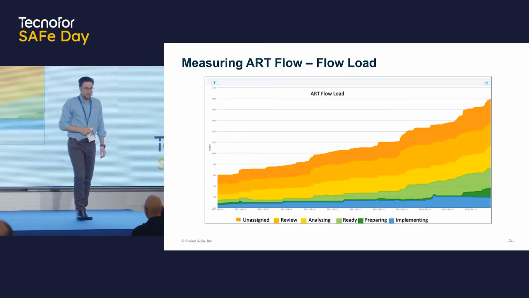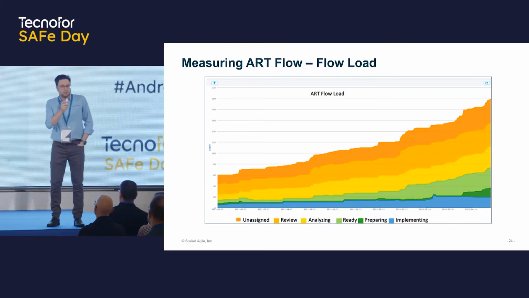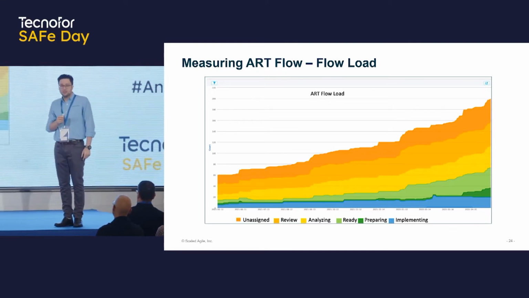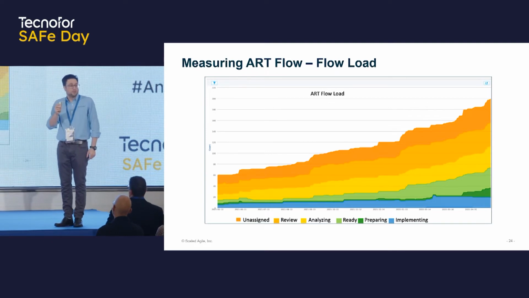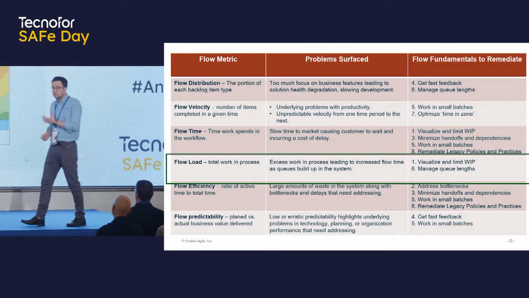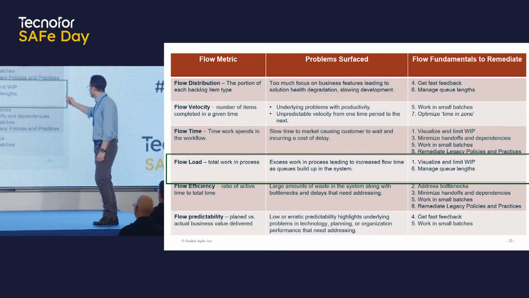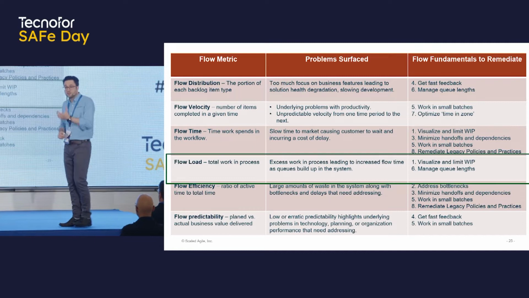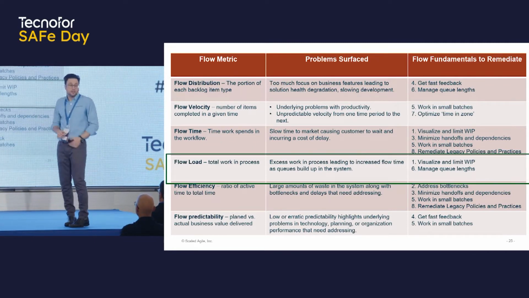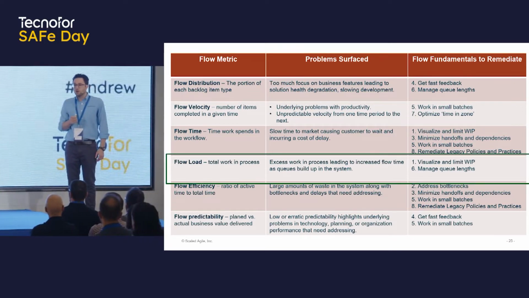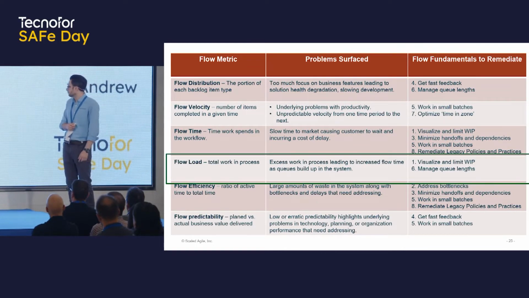This is critical. High work in process or increasing flow load is a leading indicator that queues are building up and that you're going to have longer lead times in the future. So if you start to see the gradient go up, we need to address it as soon as possible. We're going to visualize and limit WIP, of course, flow fundamental 1. And that's flow fundamental 1 for a reason. And then flow fundamental 6, we've got to manage queue lengths. We've got to get better at asking ourselves, what level of commitment do we need to make today, and which commitments can we delay to the future?